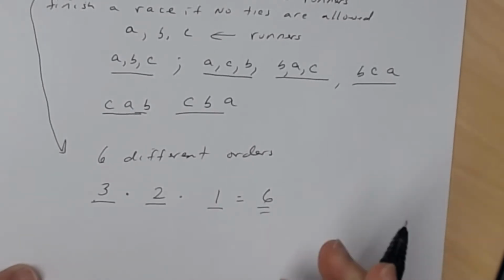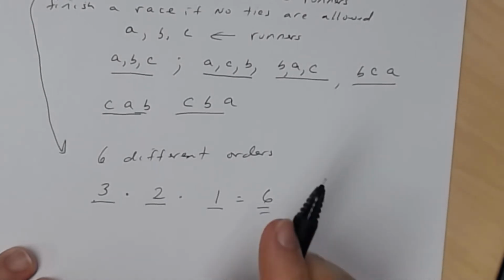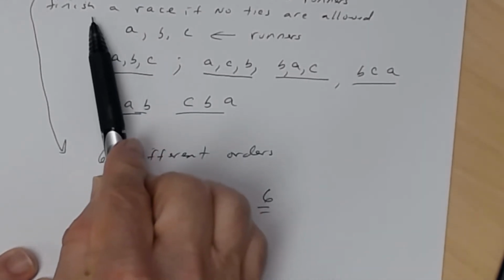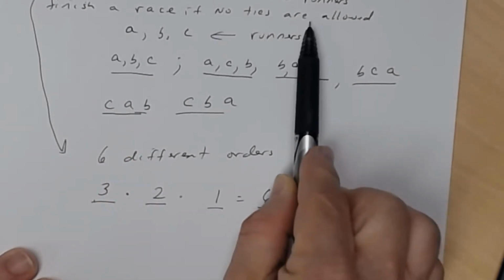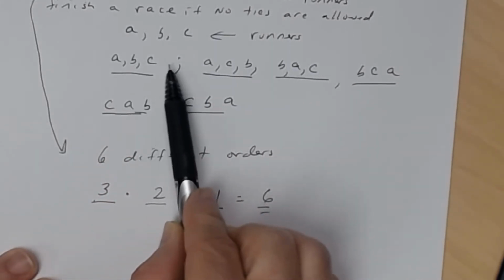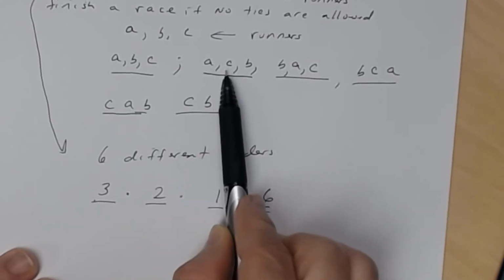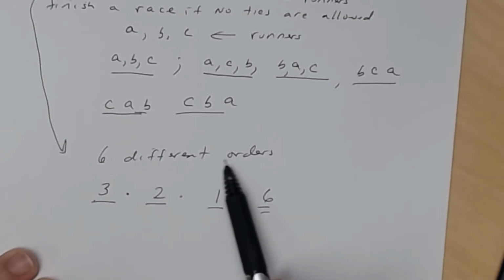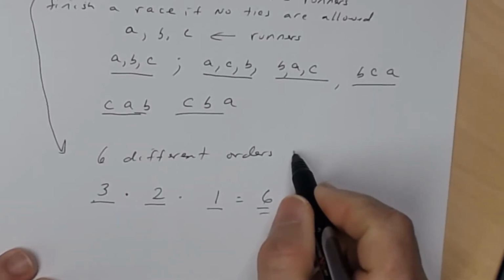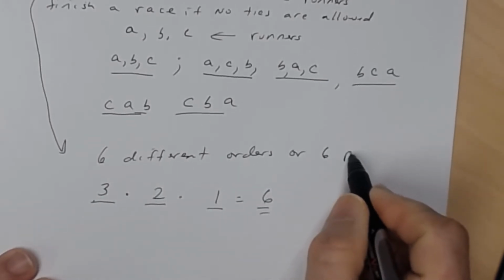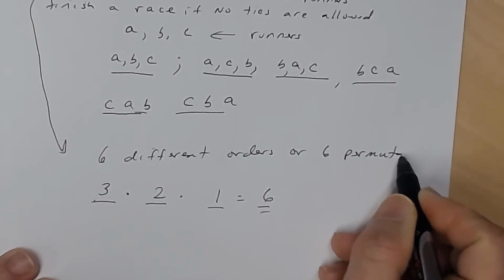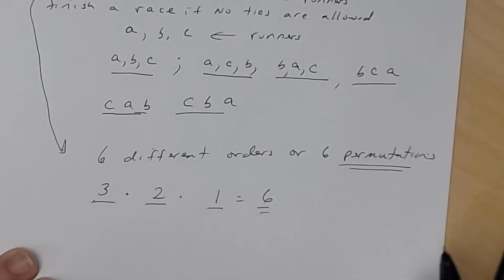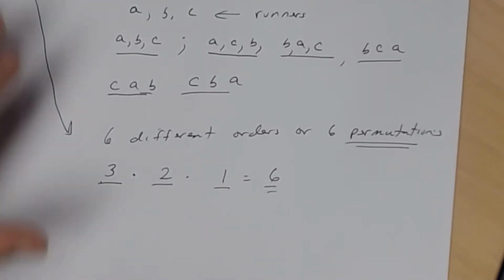Okay? All right, now listen very carefully to this. Do you see how I placed these runners in an order? A, B, C, A, C, B, B, A, C, and so on. Those are called, instead of saying 6 different orders, we can say 6 permutations. All right, so there's the new word, permutations. So let's talk about what a permutation is.